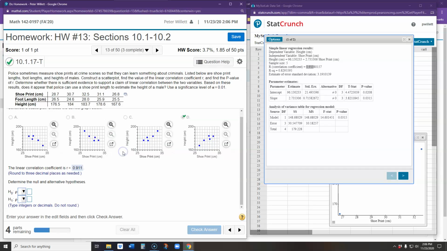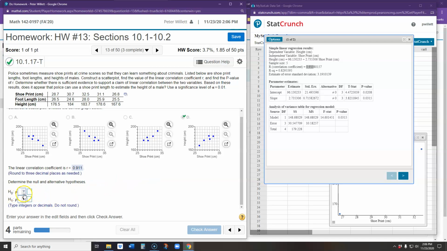And then they want the hypotheses, the null and the alternative hypothesis. So the claim is that there's a linear correlation, and this little rho symbol is the linear correlation for the population. For the sample, it's an r. For the population, it's this little, looks like a p.